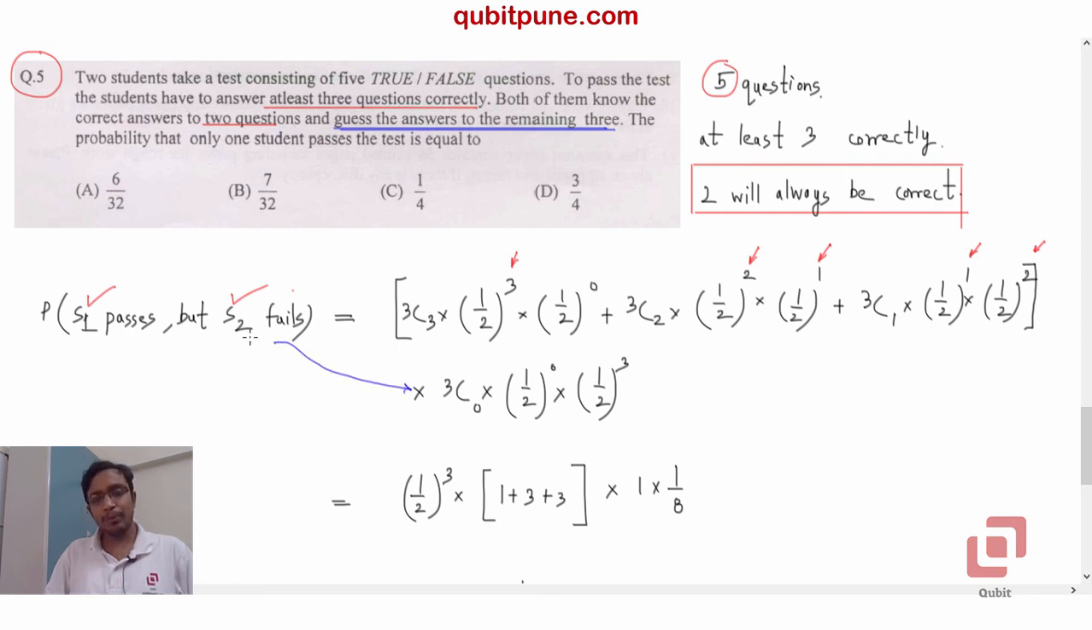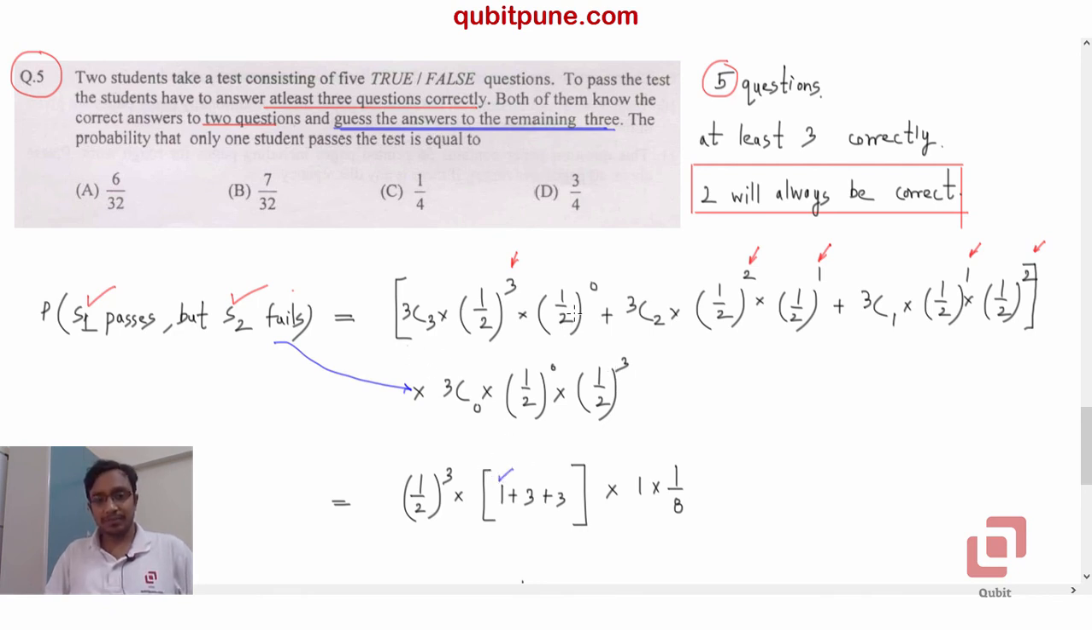So the probability that S2 fails is that he fails to guess the answers to all the 3 questions for which he doesn't know the answers. So 3c0 into 1 upon 2 raised to 0 into 1 upon 2 raised to 3. Okay, so we can simplify this now.